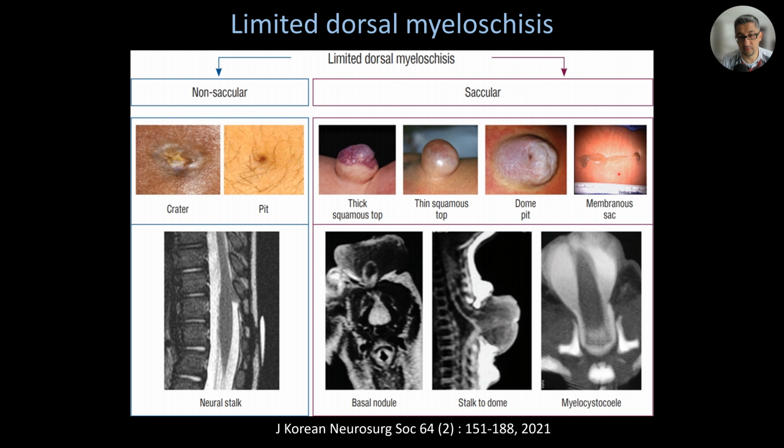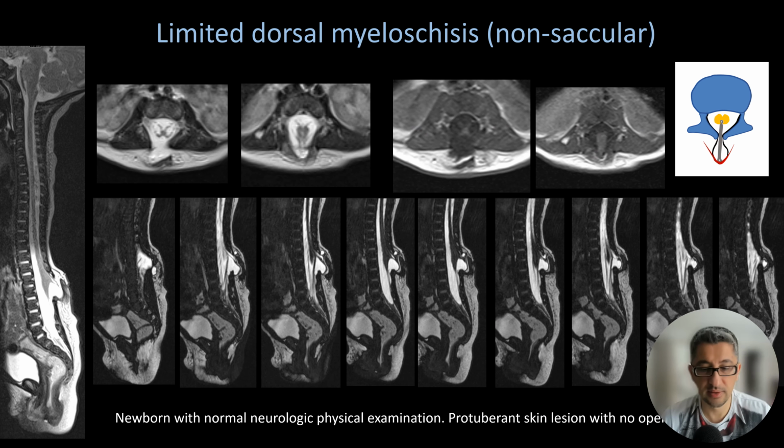And you can easily guess why they can be considered as myelomeningocele early in life, because the resolution of ultrasound is low, and these lesions really look like myelomeningocele sacs. Here is another example of a non-saccular limited dorsal myeloschisis.